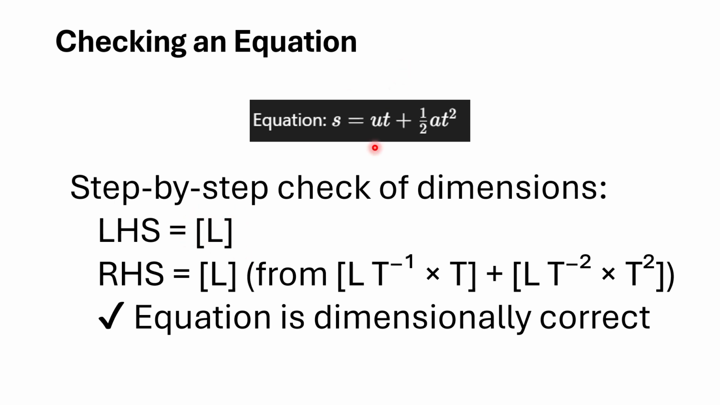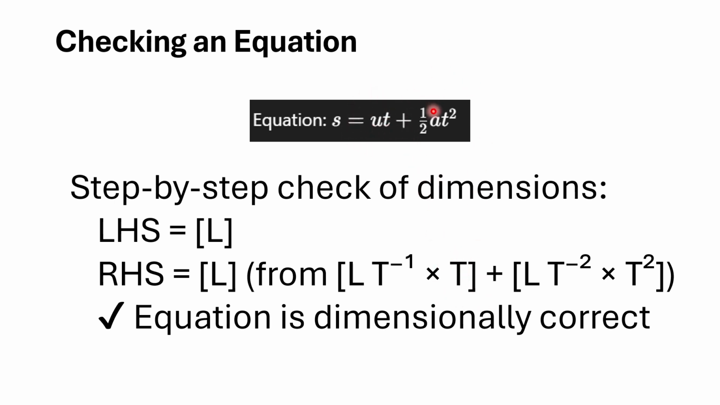The main thing we need to look at is the right hand side, because there we have a little more expression. So let's look at it. The right hand side should also be L, but how? Look at it: u means meter per second, length per second, multiplied by time t. This is about this one term.